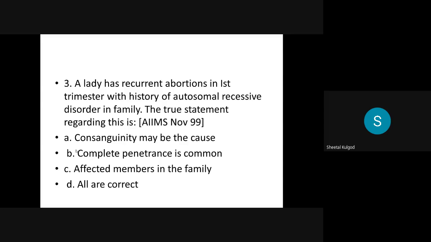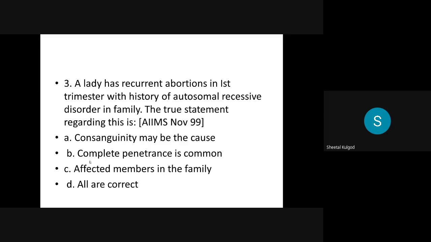So remember, whenever there is autosomal recessive inheritance, complete penetrance has to occur, so it cannot be a partial penetrance. So complete penetrance has to occur in an autosomal recessive disorder to be expressed. So this statement is also true. Agreed with me?